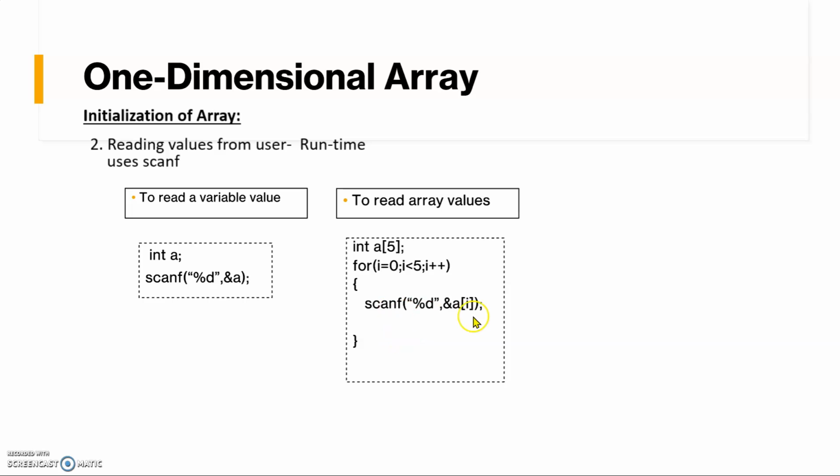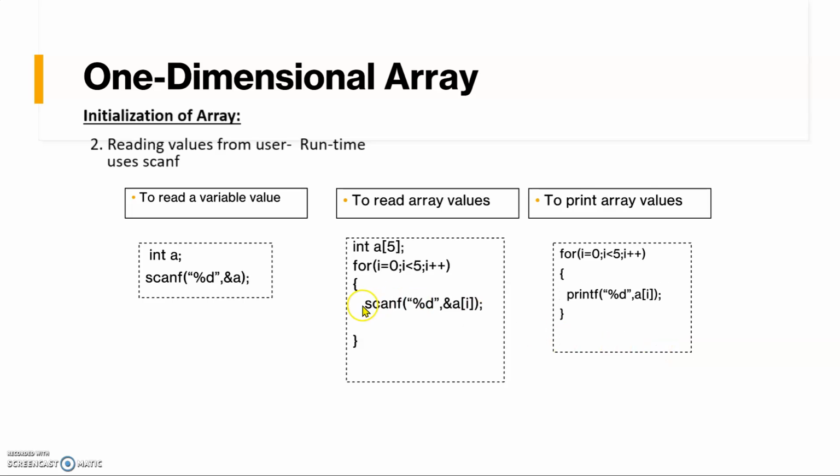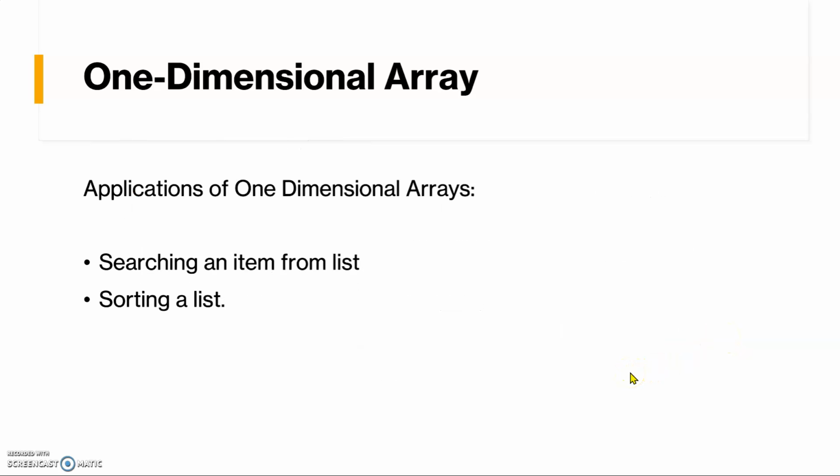This is how 5 values can be read by using your for loop. Depending upon the size, you can change this value. Now after reading the values, you can print the values also simply by replacing this scanf with your printf statement. Okay, so this is how one-dimensional arrays can be declared and initialized if you want to store more than one value with a single variable name.